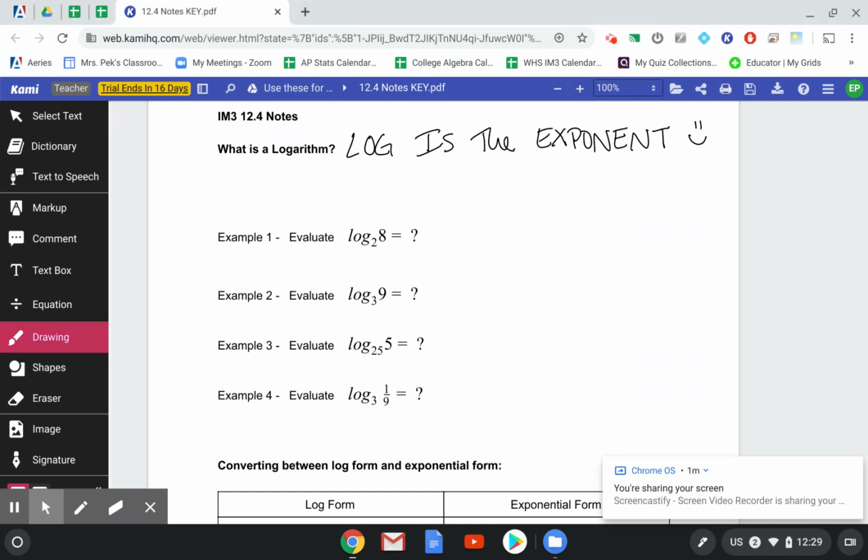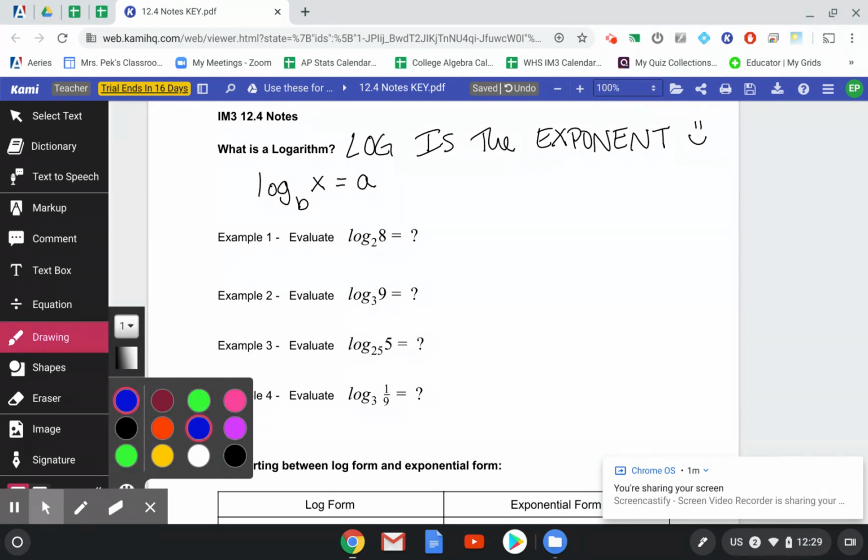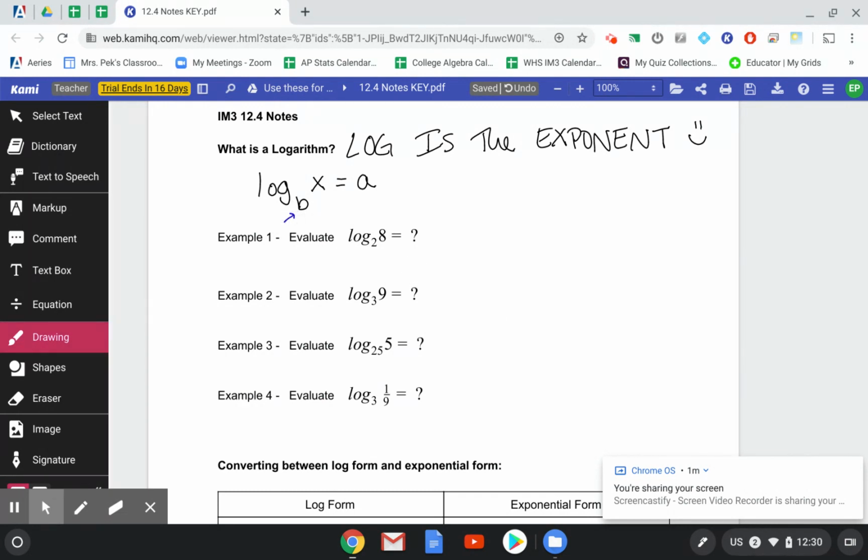So if I have, for example, a log base b of x equals a, I'm going to use a different color here. This is what we call the base of the log. This is what we call the argument of the log. And then this one over here ends up being the exponent to the base.